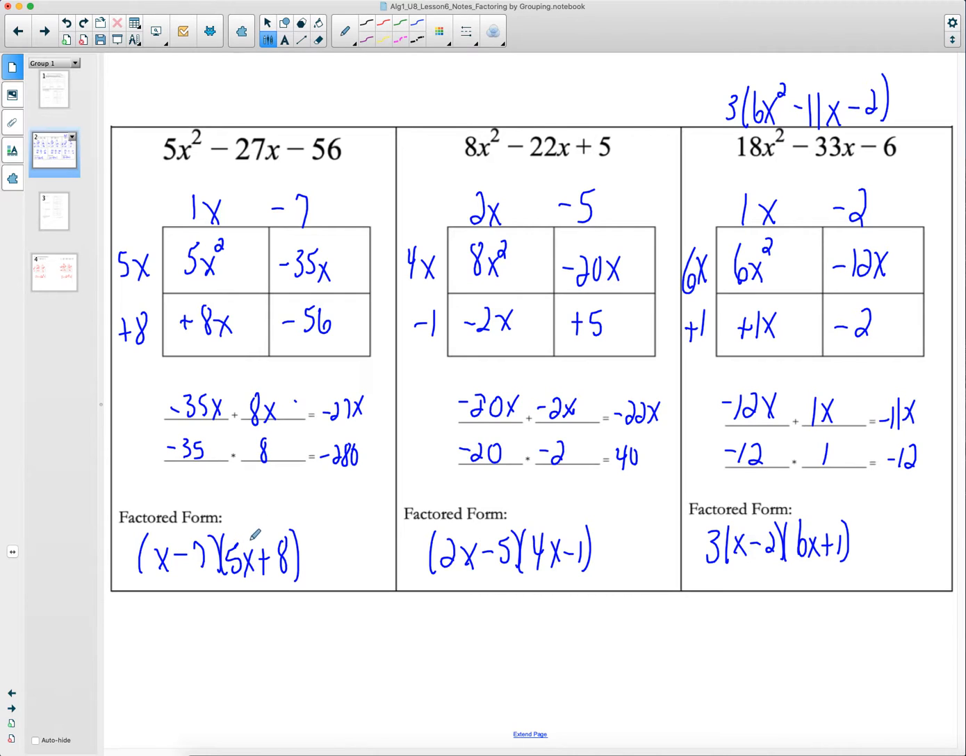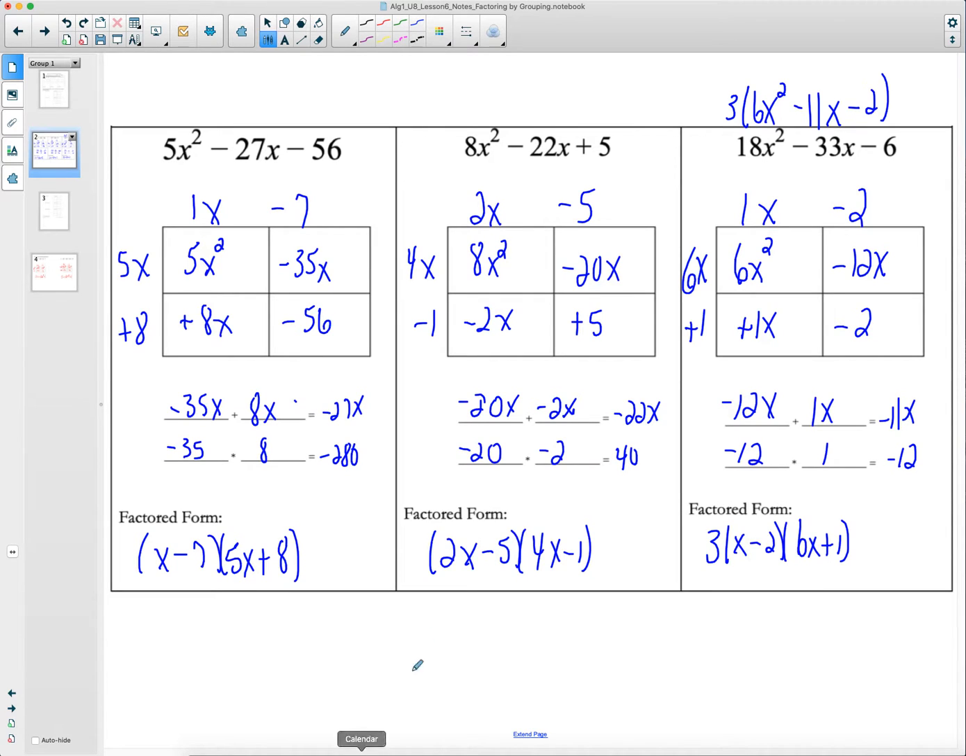I don't know if I've mentioned this before, but the order of these two factors does not matter. If you have 5x plus 8 first and x minus 7 second, that's totally fine. You just have to have those two factors. Once again, the order doesn't matter when you're multiplying: 2 times 3 is 6, 3 times 2 is 6. So whichever one you write first is not incorrect. It's the same thing up here. If you put the 8x in here and the negative 35x here in that box, your factors will change positions, but you'll end up with the same ones.